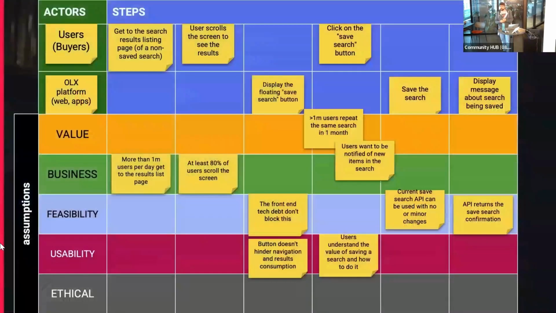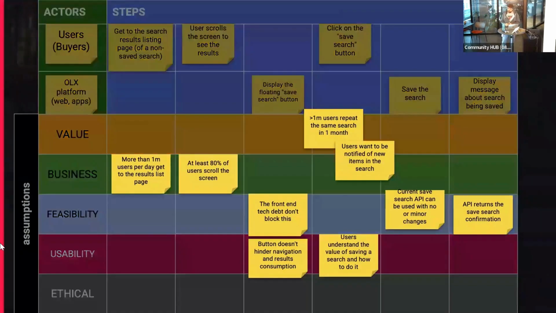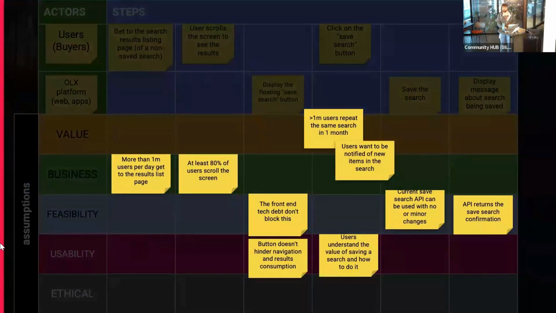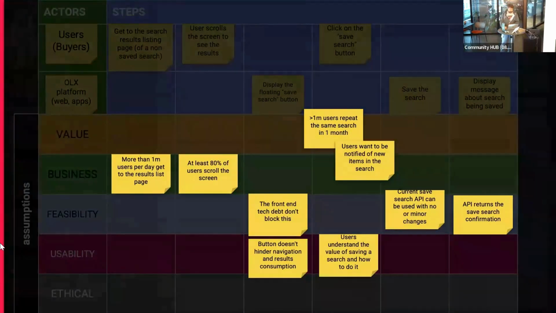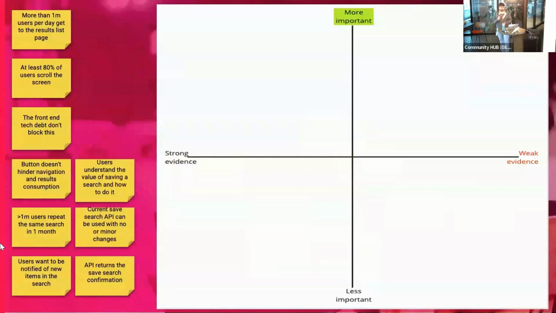All right, but still, I have these assumptions, but these are assumptions. It doesn't mean it will actually work. So what now? I get these assumptions and I will map them in a 2x2, a matrix of importance versus how strong is the evidence that this is true. More important at the top and less, the weak evidence, on the right. So I get each one of those and evaluate those.